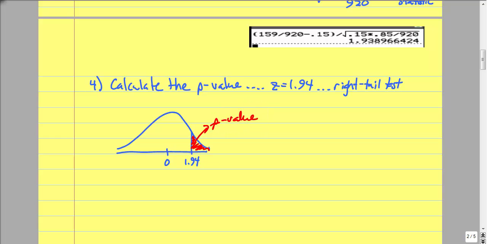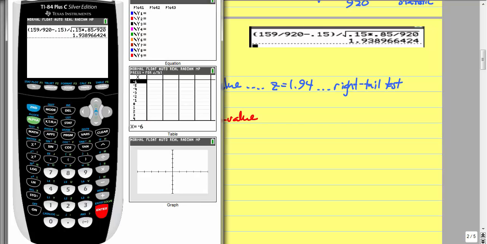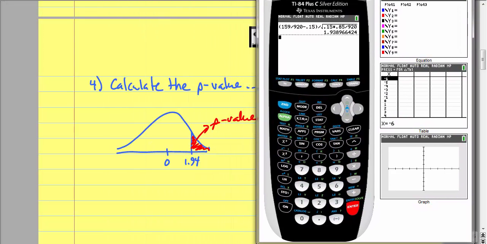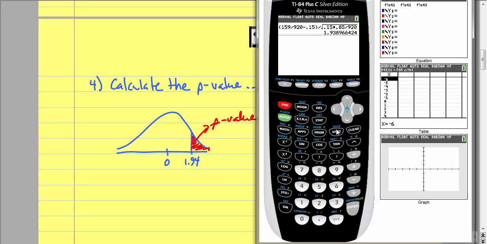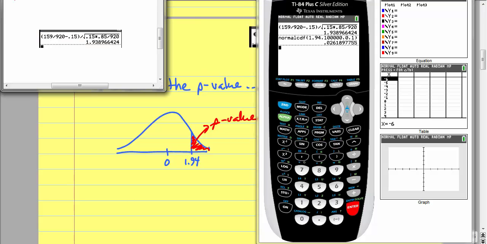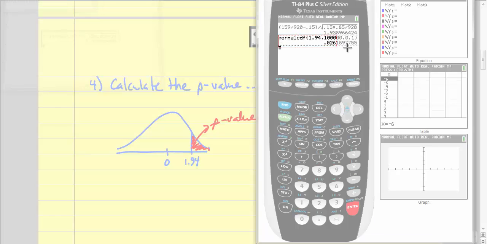So if I want to find my p-value, I can go back to my calculator, and I'm going to go to second DISTR. I'm using my normal distribution, so I have my normal CDF here. And my lower bound is 1.94. My upper bound is some really, really large number going toward infinity, like 100,000. My mean is 0 and my standard deviation is 1. So that gives me my p-value. We'll paste that in as well.